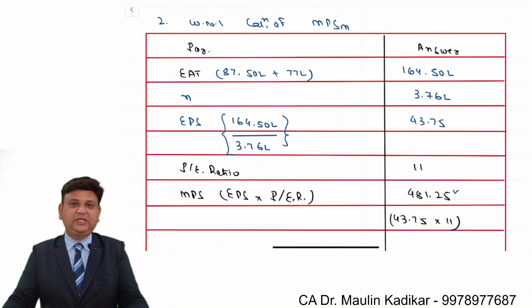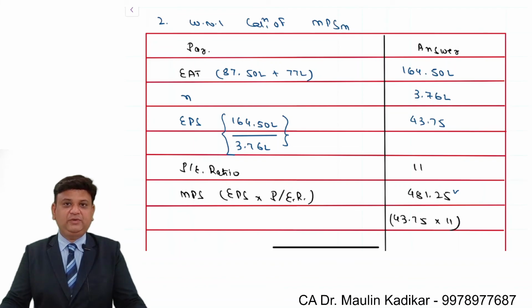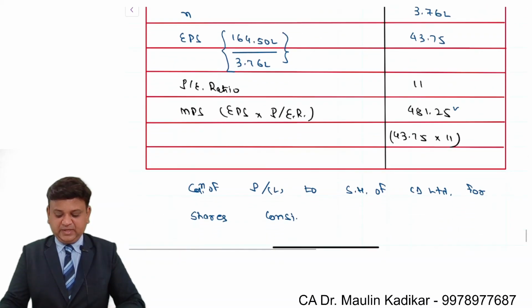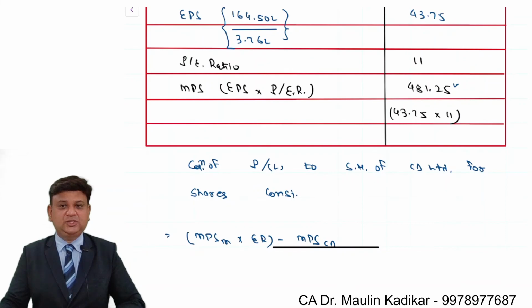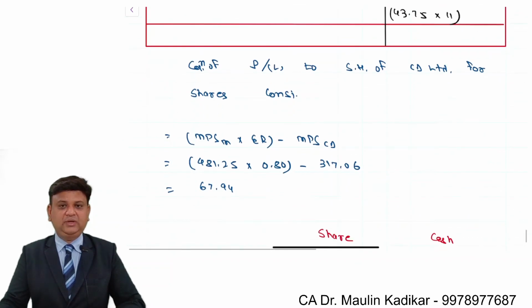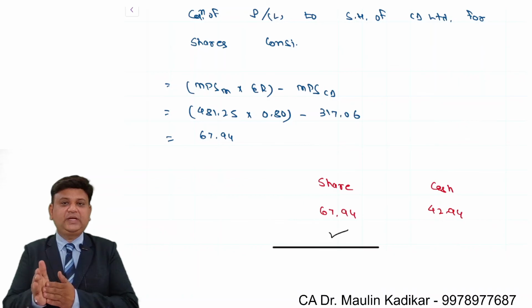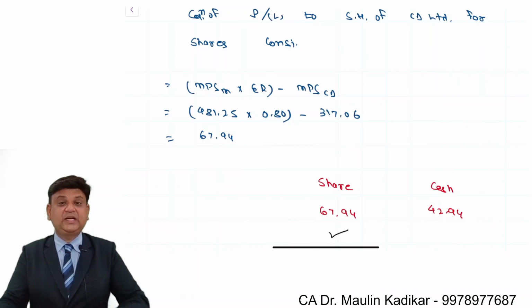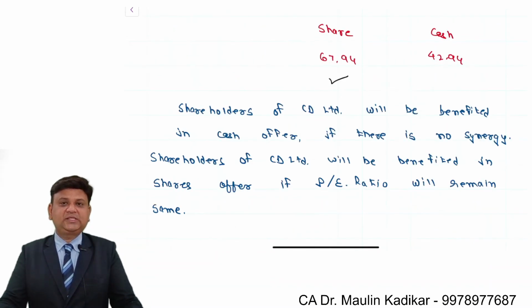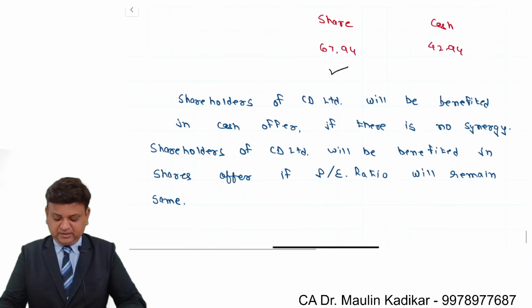In the second part of the question, it has been given that the price earning ratio of the merged firm will be the same as the price earning ratio of AB Limited before merger. So taking into account the EPS of the merged firm and the price earning ratio, we have computed the MPS of the merged firm. The MPS of the merged firm is multiplied with the exchange ratio and it is compared with the MPS of the target company before merger, and with that again we can see that there is a profit, and this time the share offer is more beneficial. That is the way we have to give the answer for the first and second part.